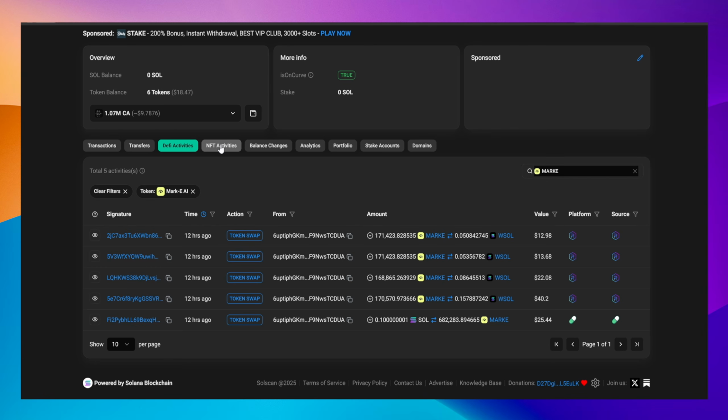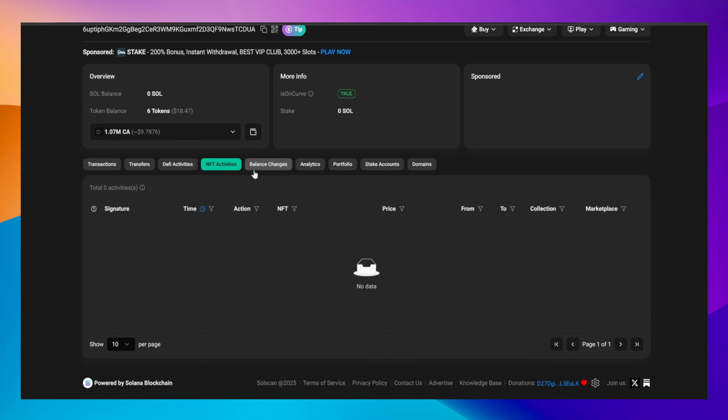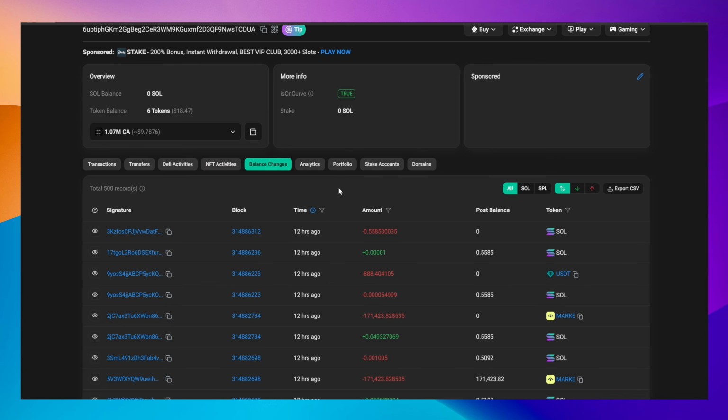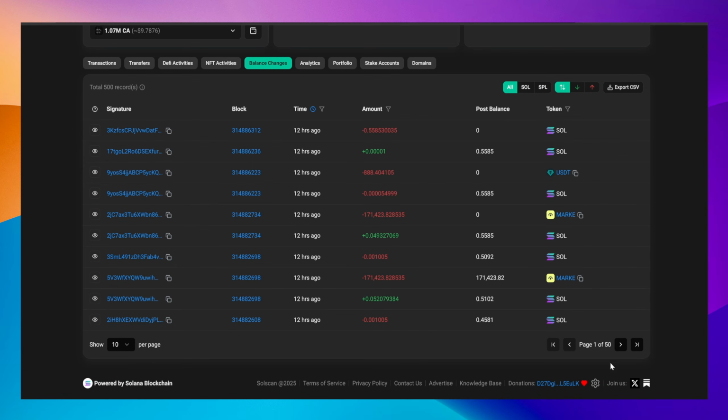Moving on, we have the DeFi NFT activities, which is anything related to NFTs, which in this case, this wallet didn't trade any. Balance changes, which is going to show you any transaction that affected this wallet's balance, not only from Solanas, but also regarding USDTs or any other token, aside from Solana, like meme coins and so on.